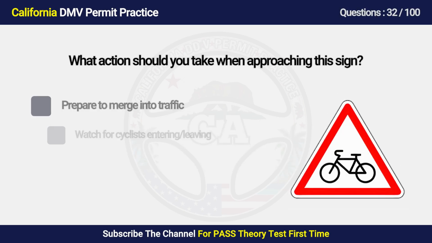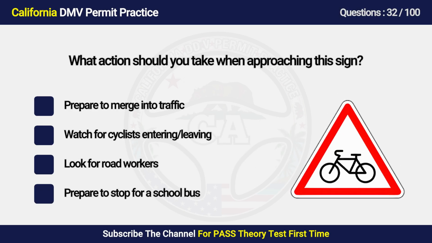Question 32. What action should you take when approaching this sign? A, prepare to merge into traffic. B, watch for cyclists. C, look for road workers. D, prepare to stop for a school bus.